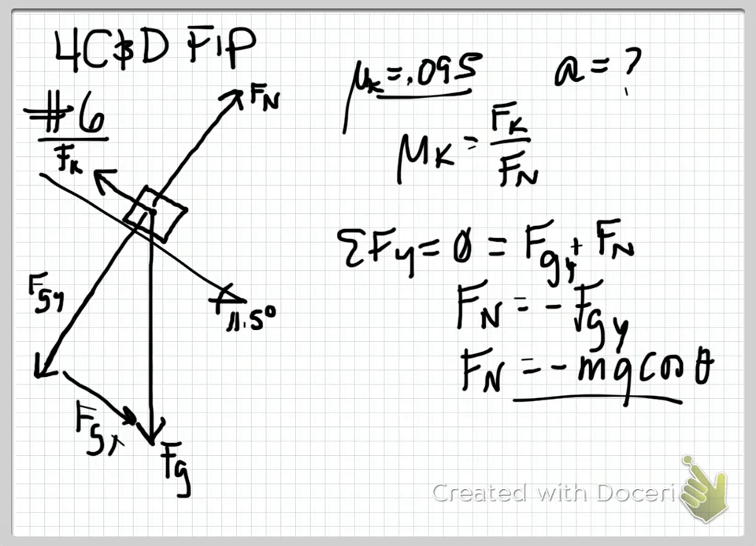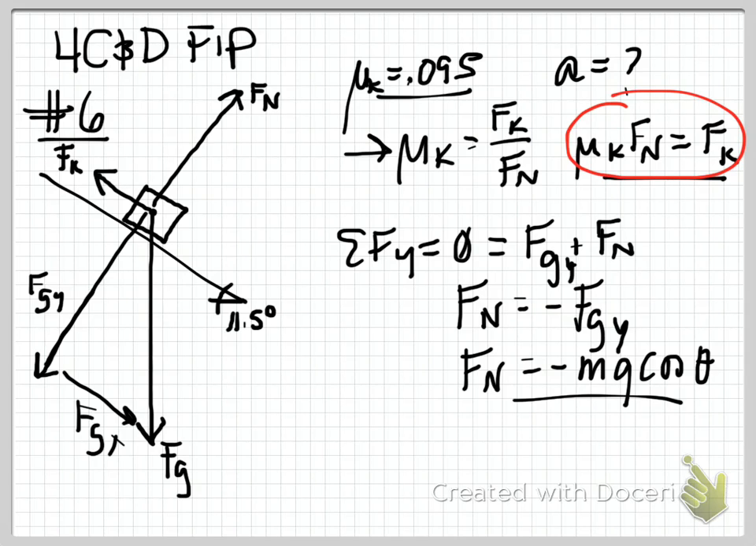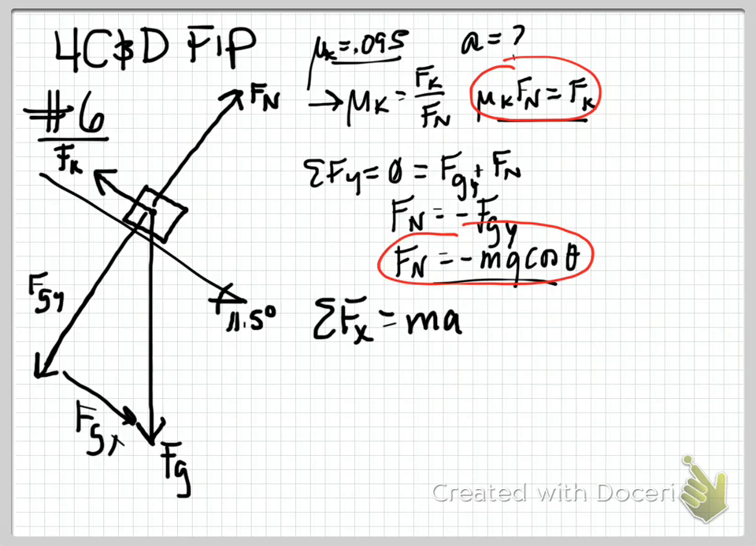That means it's a fair bet that we'll have to use the mu k equation to get an expression for fk. So let's go ahead and do that as sort of a safe bet. Mu k fn equals fk. Okay, so we've now got 2 expressions built. I'm going to circle those in red that are probably going to be pretty useful, and I'm going to shrink all of that. So now we're ready to start looking at our x-axis where our acceleration is going to happen.